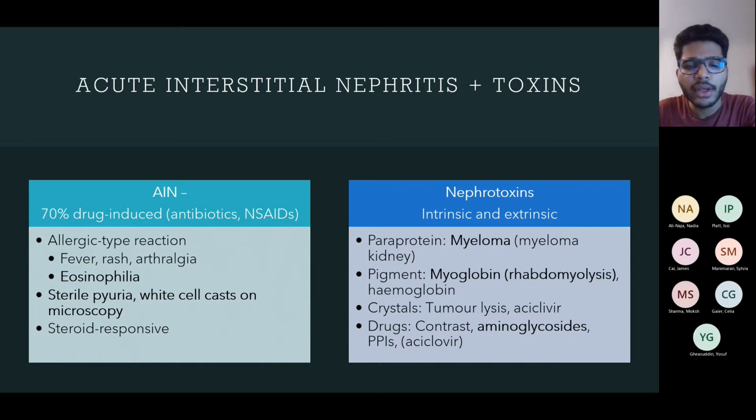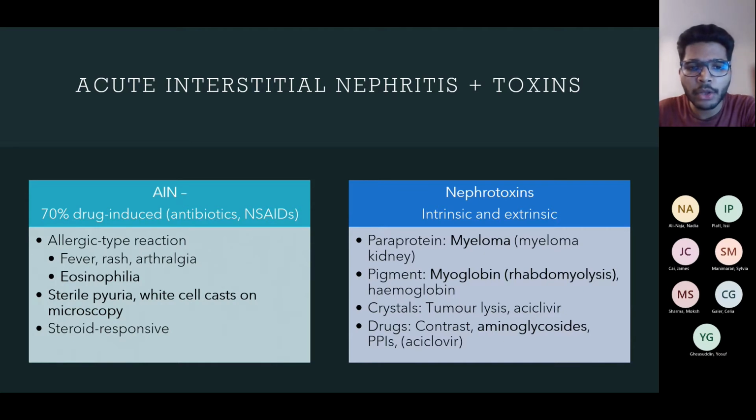So the nephrotoxins. Nephrotoxins are things that are toxic to the tubules. Now you have some that are intrinsic, so some that are produced within the body, and some that are extrinsic. So these are things that we give to people.